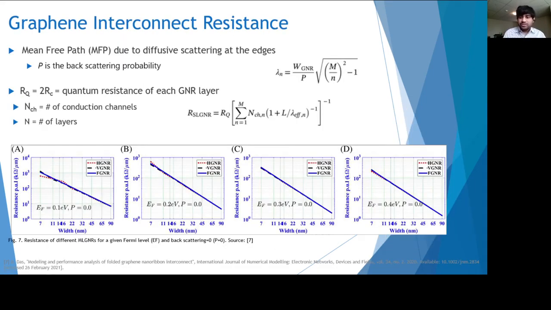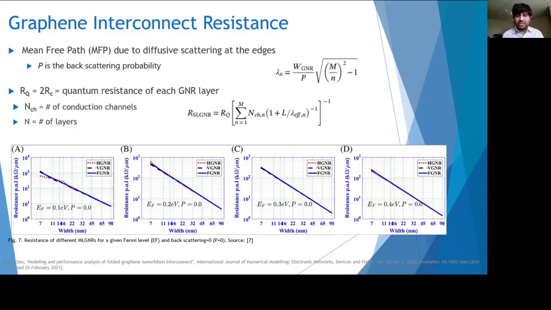So let's start with resistance for single layer graphene. The mean free path is the path an electron takes, and it's given by the lambda n equation. Scattering is when the electron deviates from the mean free path, and it ranges between 0 and 1. The resistance equation for a single graphene sheet is given by the RSLGNR equation, and for multilayer graphene, the resistance is simply the RSLGNR number divided by the number of layers.